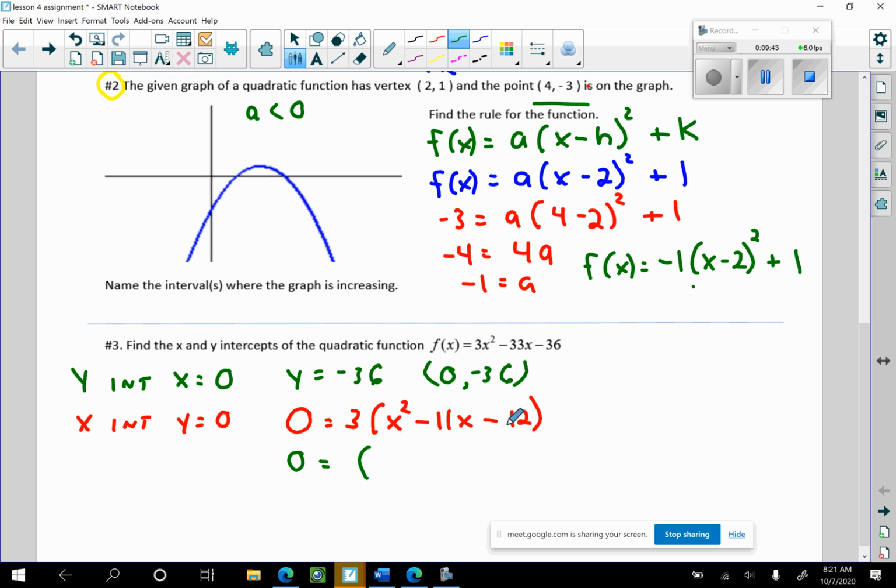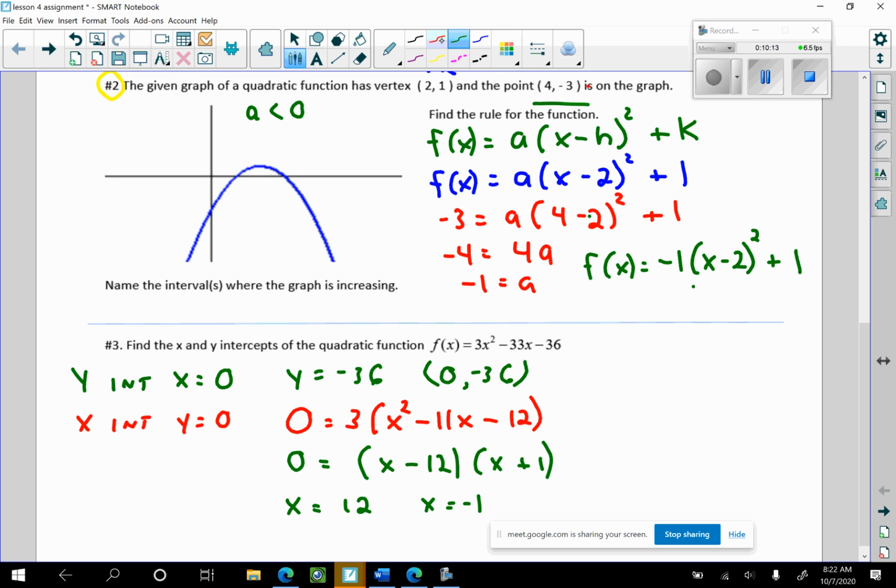I can factor that real quick because I know two numbers that multiply together to equal -12 and add up to -11. That's (x minus 12)(x plus 1). -12 plus 1 is -11. -12 times 1 is -12. What does that tell me? That tells me that x is equal to 12, or x is equal to -1.